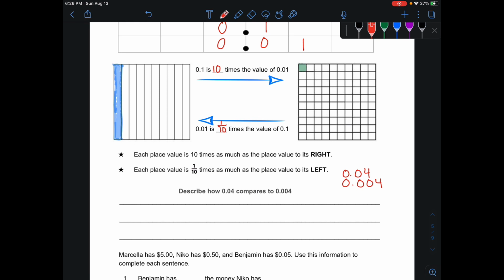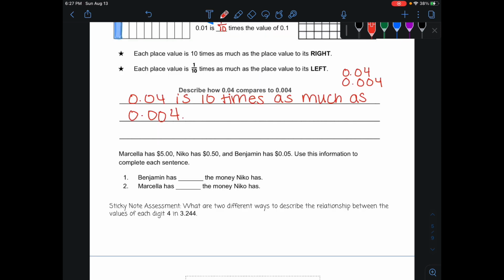So 0.04 is 10 times as much as 0.004. Let's look at this question.